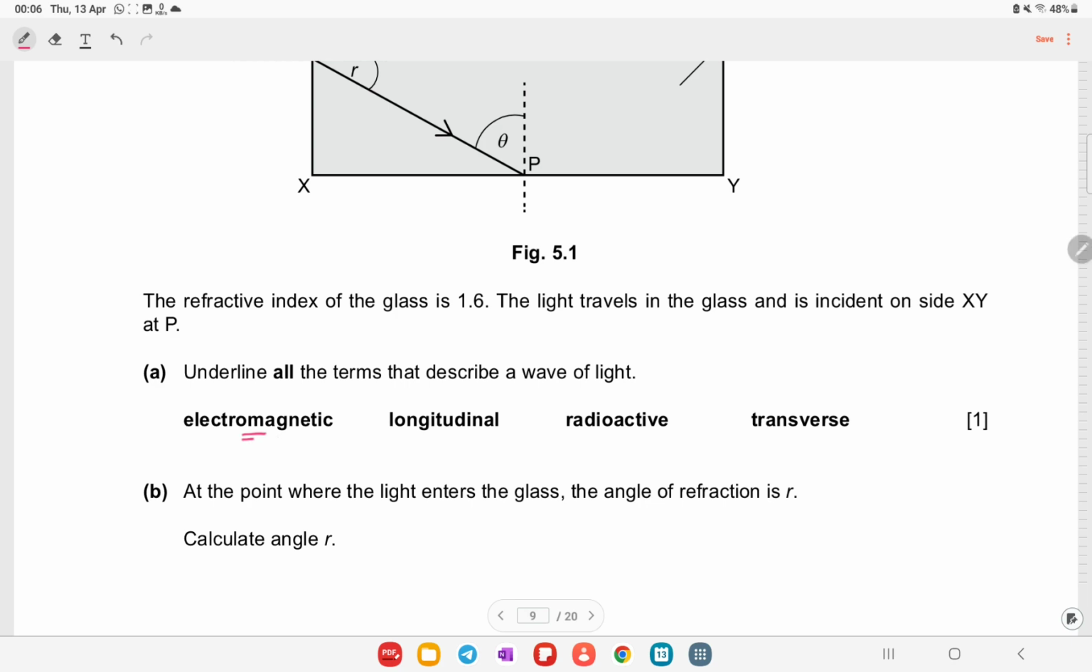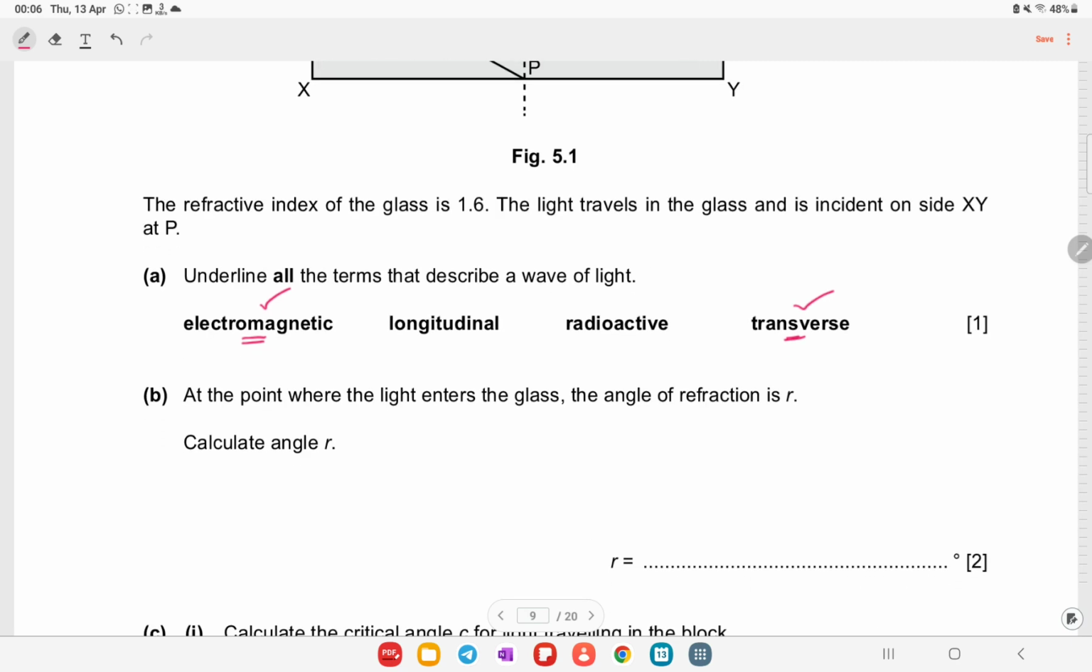So light is an electromagnetic wave. It does not require any medium to travel. It is a transverse wave. At the point where the light enters the glass, you need to find the angle of refraction.